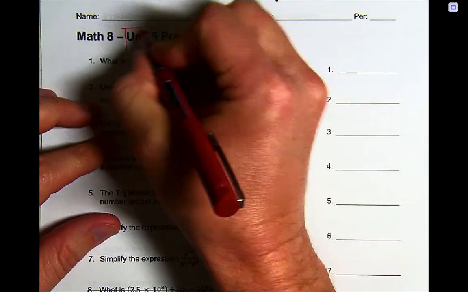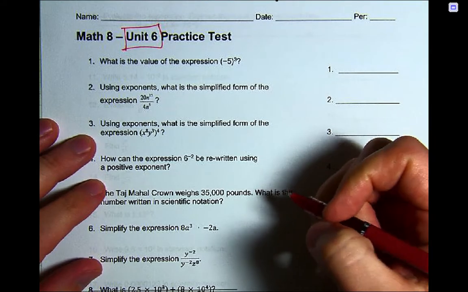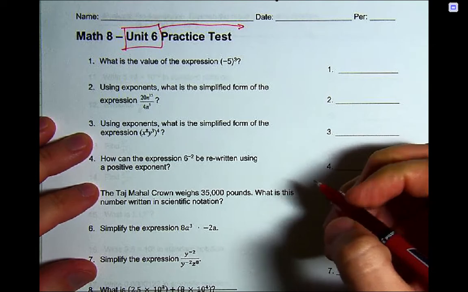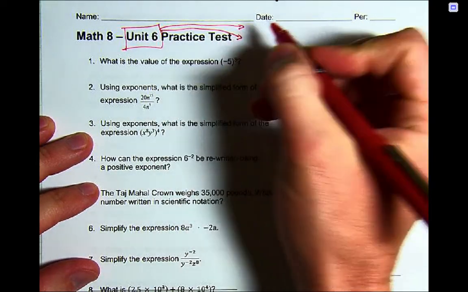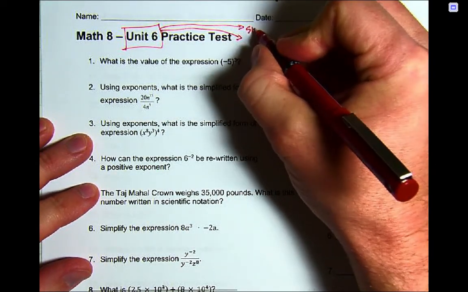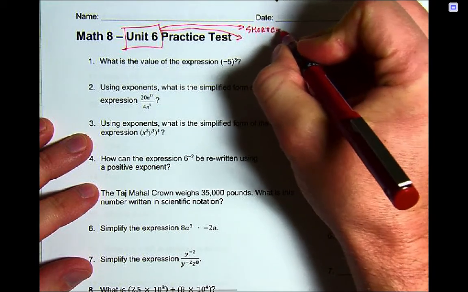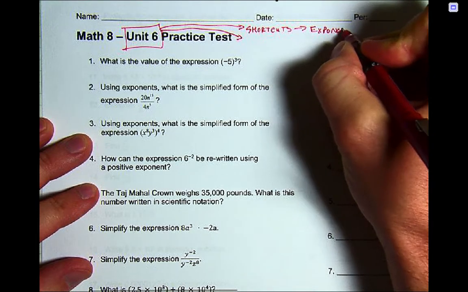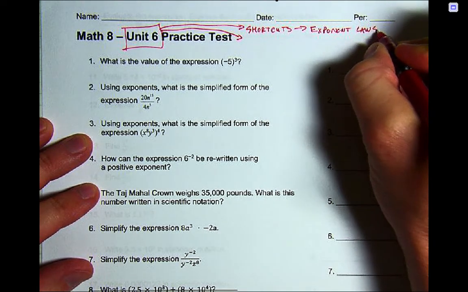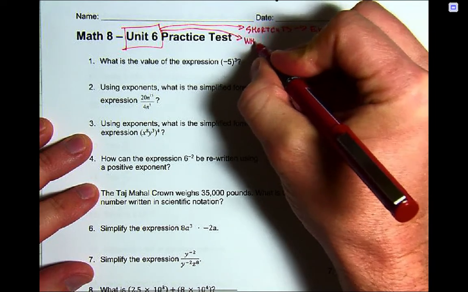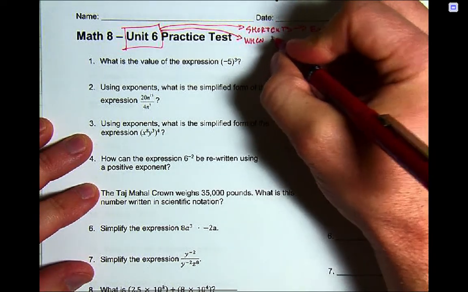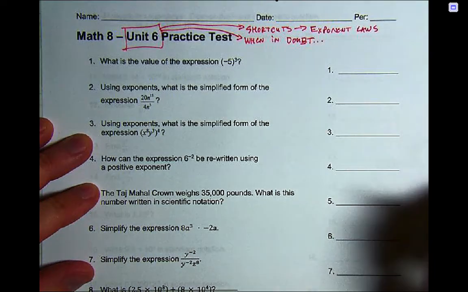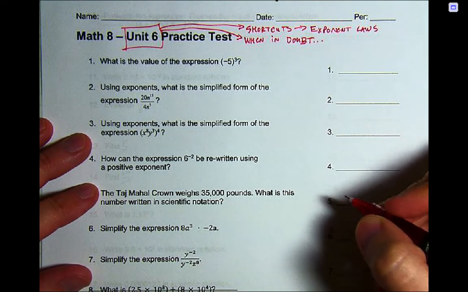Before we go problem by problem, I do want you to remember that most of the problems in Unit 6 dealing with exponents can be done one of two ways. You can do these using the shortcuts that we learned, aka the exponent laws that we learned, or if you don't remember the shortcuts, when in doubt, what can you always do? You can always write it out.